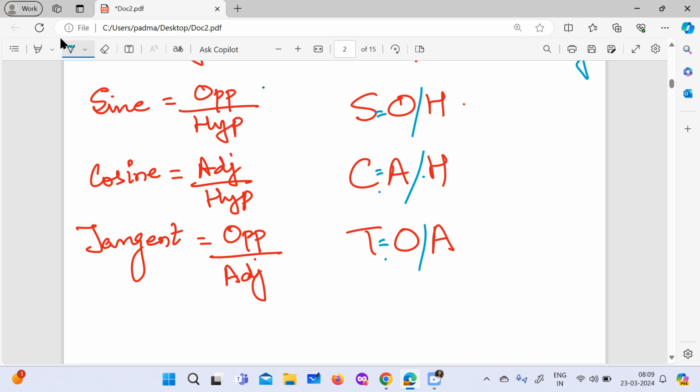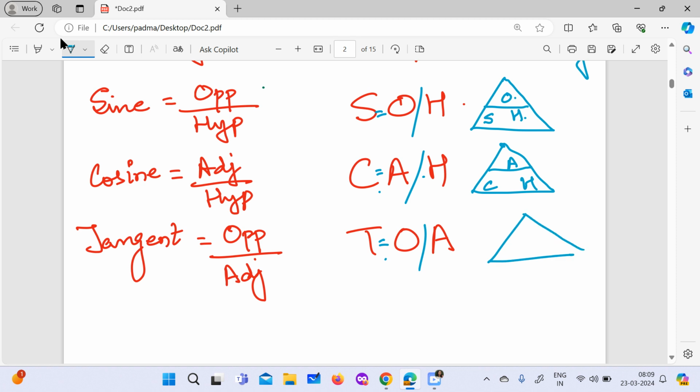or you can learn it this way also. Suppose like this, here we have sine, sine is opposite upon hypotenuse, and then this is cos. Cos is adjacent upon hypotenuse, and then we have tan here. So this is your tan, opposite upon adjacent.